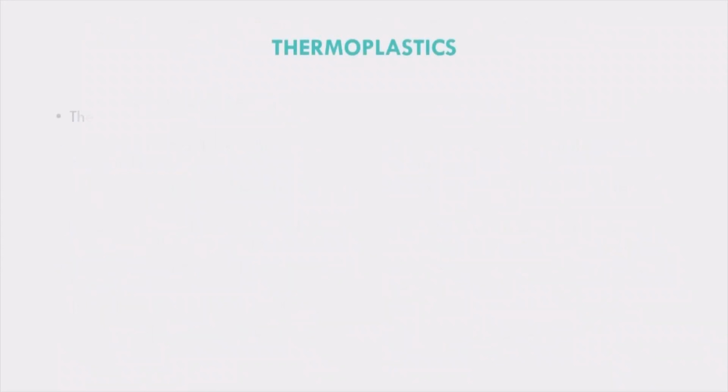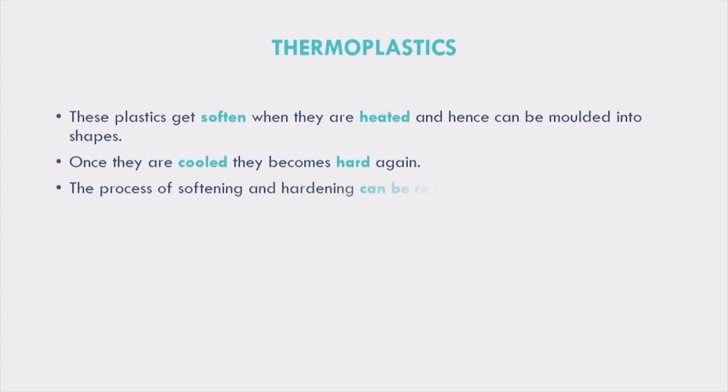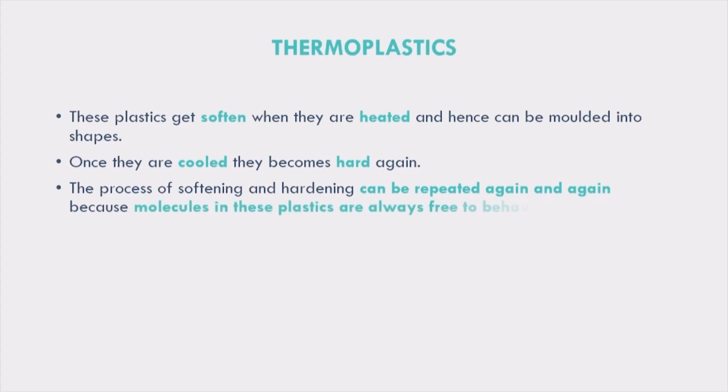Thermoplastics. These plastics get softened when they are heated, and hence they can be molded into shapes. Once they are cooled, they become hard again. This process of softening and hardening can be repeated again and again because molecules in these plastics are always free to behave in this way. Polythene, PVC, polystyrene are a few examples.